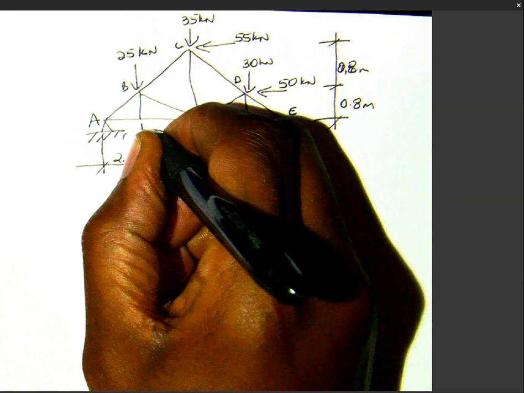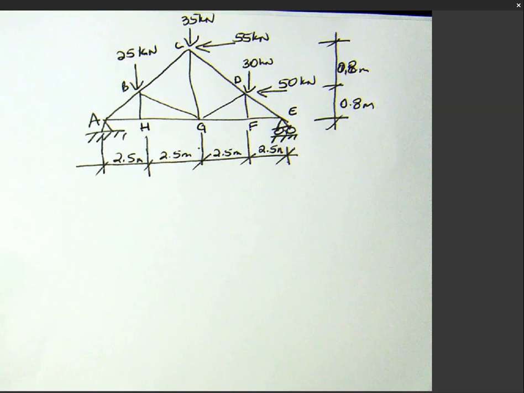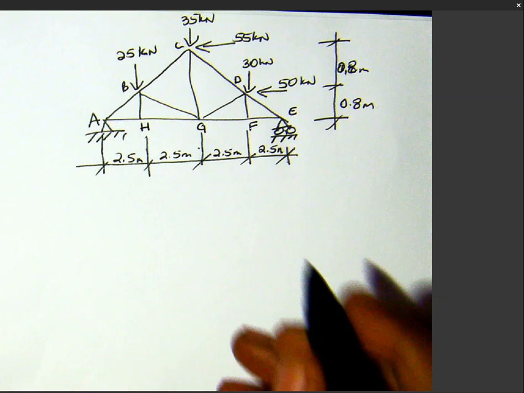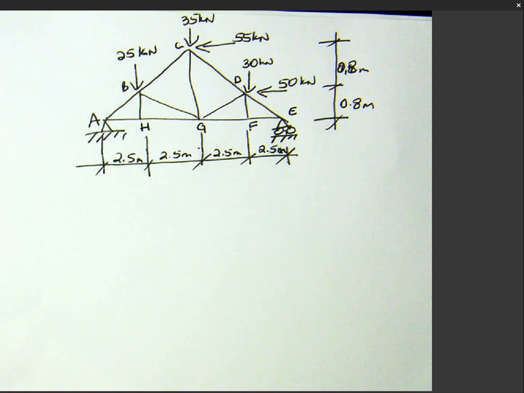Okay, that's my truss. Vertical, horizontal distances given, and the point loads are acting at the nodes. Unfortunately, when we are dealing with trusses, we're dealing with only point loads. You can't be dealing with uniformly distributed load if you are analyzing a truss. Even if you've got a uniformly distributed load from the roof, you must convert it into point load acting at the nodes. These are the nodes.